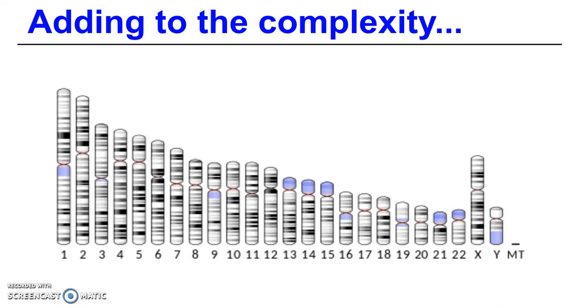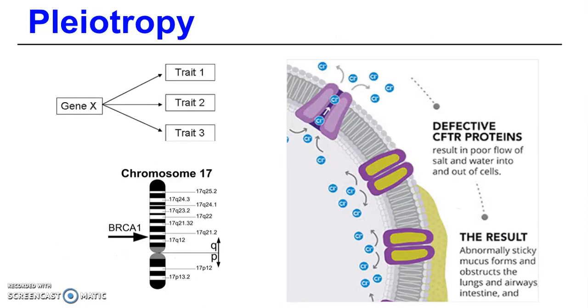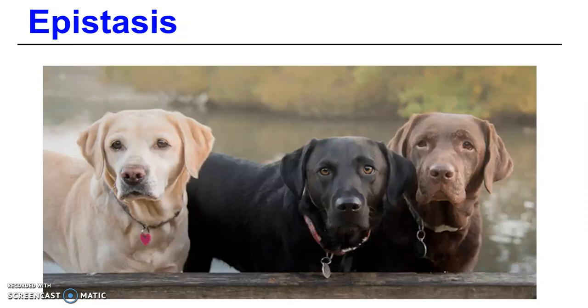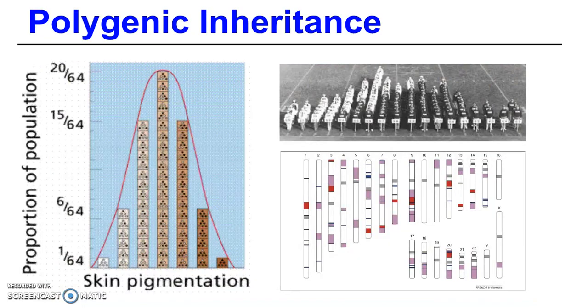Hello, AP Bio. We're going to pick up where we left off in class, looking at how patterns of inheritance that Mendel observed were not quite as straightforward and simple as he reported, and that it's actually much more complex. We talked a little bit about pleiotropy in class, where we have one gene contributing to multiple phenotypes. And then we looked at how one gene can control another. Now we're going to look at how there are multiple genes that control a single trait.